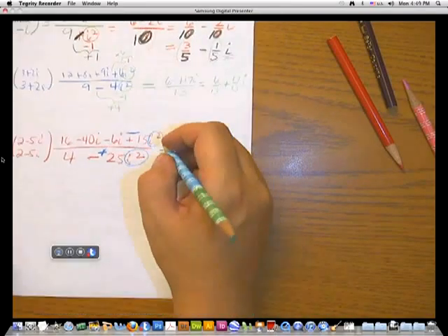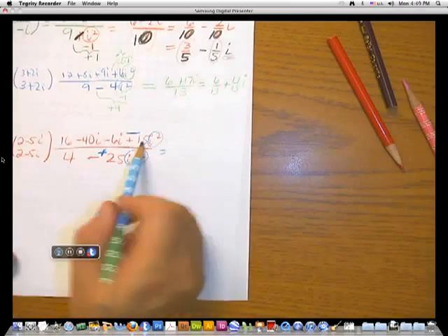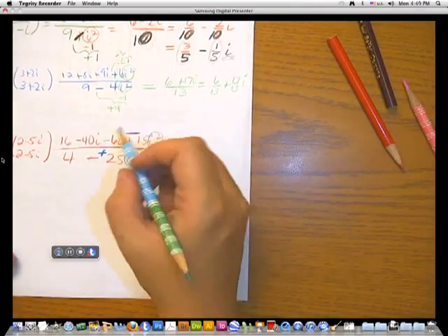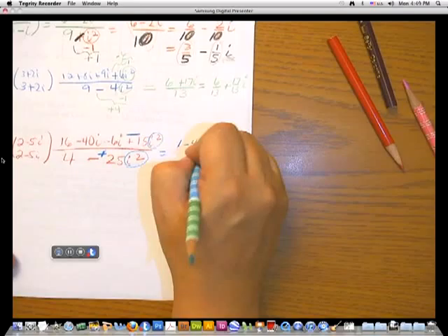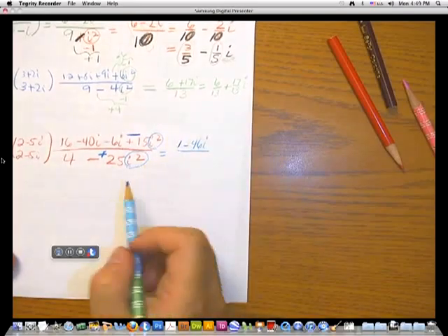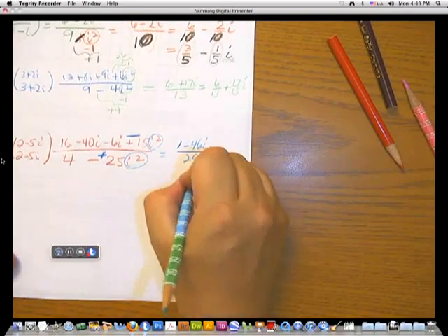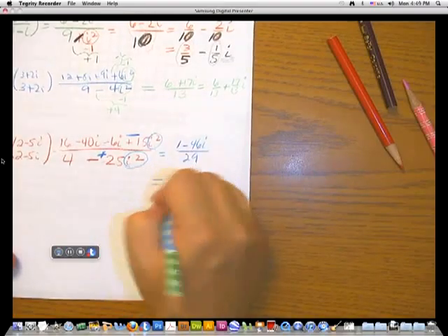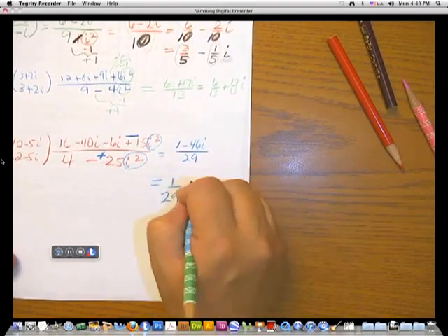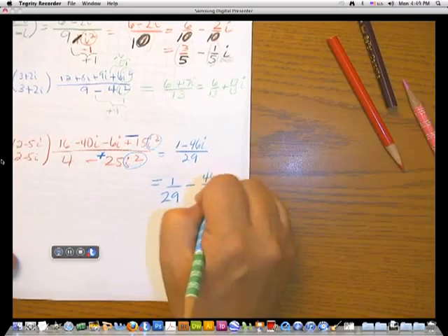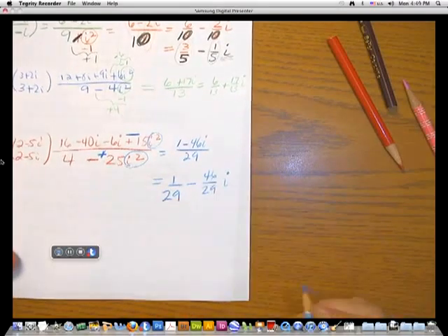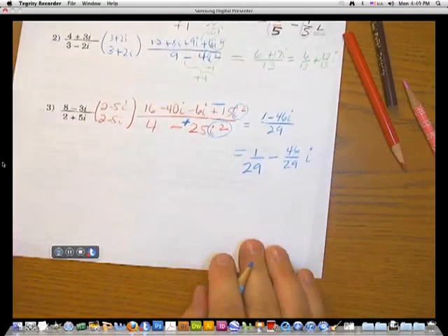So when I combine like terms, I get 16 minus 15 for 1. 40 and 6 is negative 46i. And then 4 and 25 is 29. And we want to write it in proper form. The real part and the imaginary. And there's your final answer.